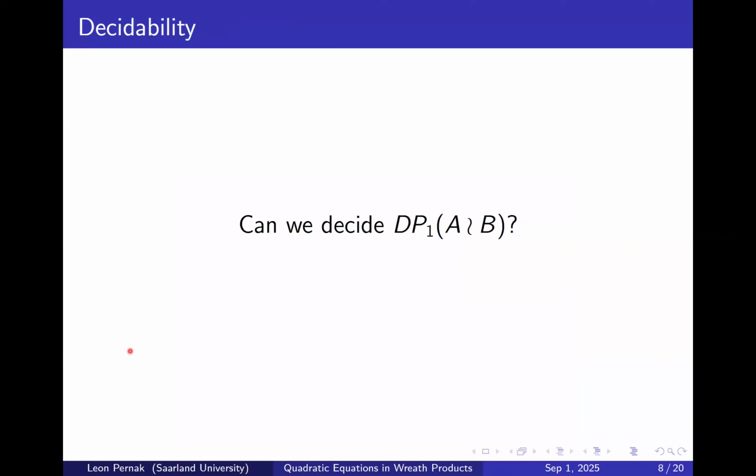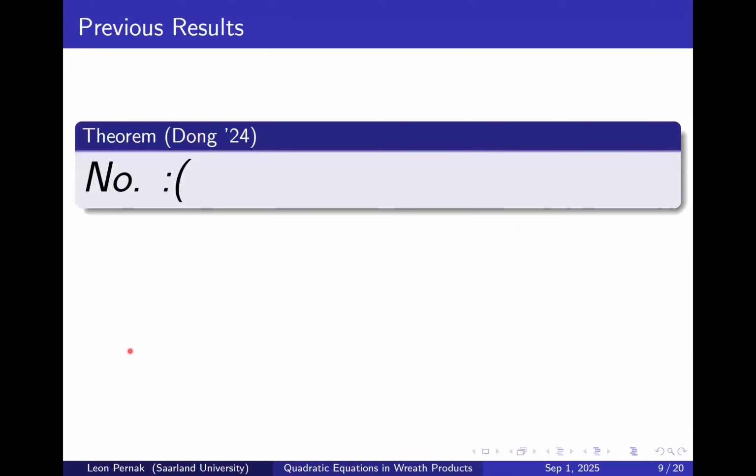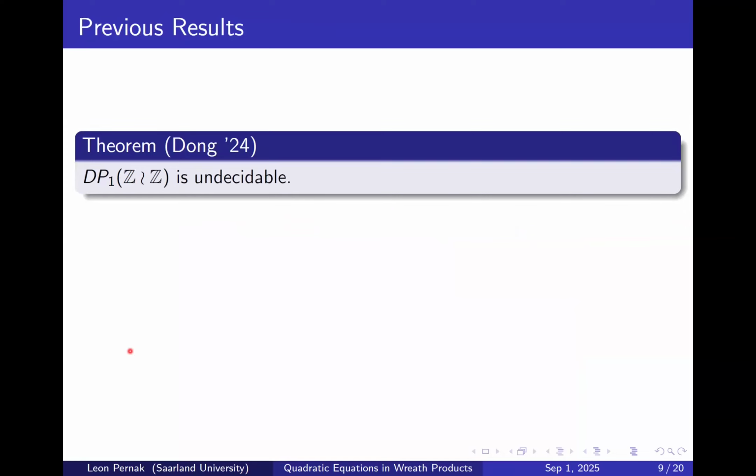So main question: can we decide the equation problem for wreath products of abelian groups? Well, quick answer, that's not possible. A recent result from last year, Ruiwen says, in particular, the equation problem for Z wreath Z is undecidable. It's an undecidability proof of embedding some undecidable linear algebra problem in this group. So this is an undecidable problem.